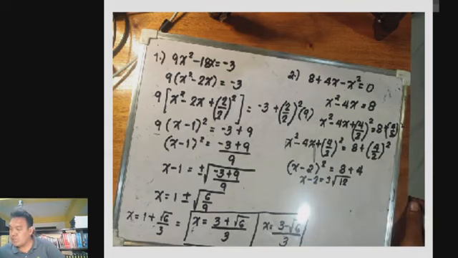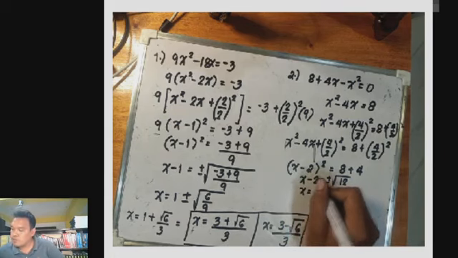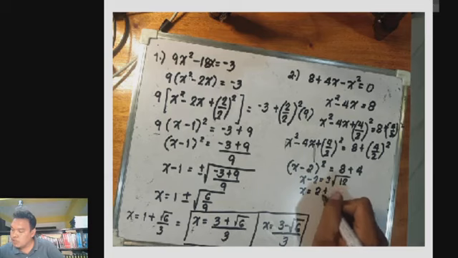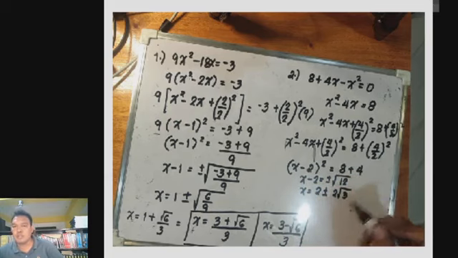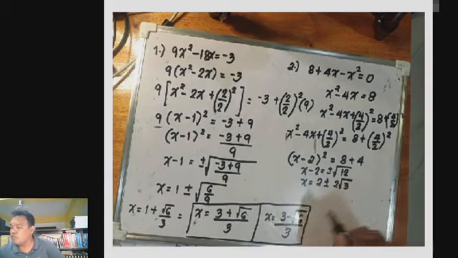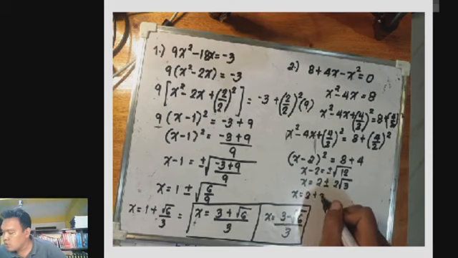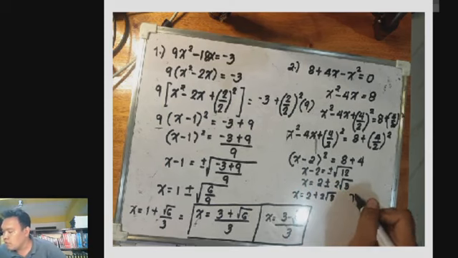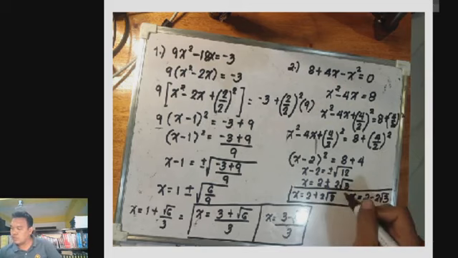Then x is equivalent to, transfer to the other side, 2 plus or minus 2 the square root of 3, because the square root of 12 is 2 the square root of 3. Then, to get the two roots, x is equivalent to 2 plus 2 the square root of 3. The other one is x equivalent to 2 minus 2 the square root of 3. Okay? So these are the two roots of our equation, or of the quadratic.